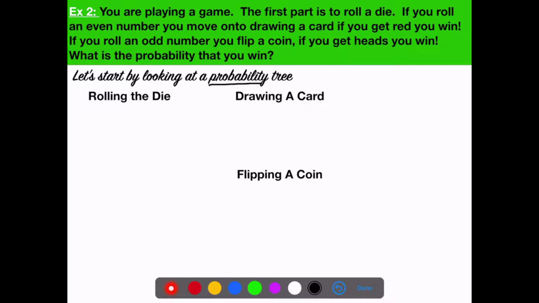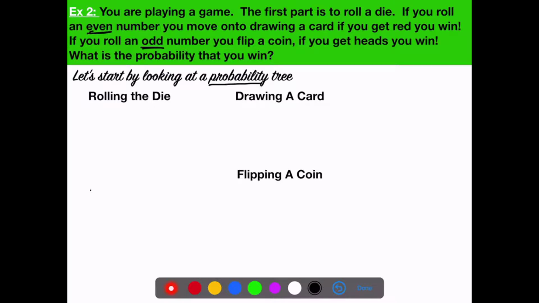But we're going to look at the different outcomes of rolling a die. Now, if I looked at every single outcome, I'd have 6 branches here: 1, 2, 3, 4, 5, or 6 on my die. But I don't actually care what number's on the die. All I care about is if it's even or odd.